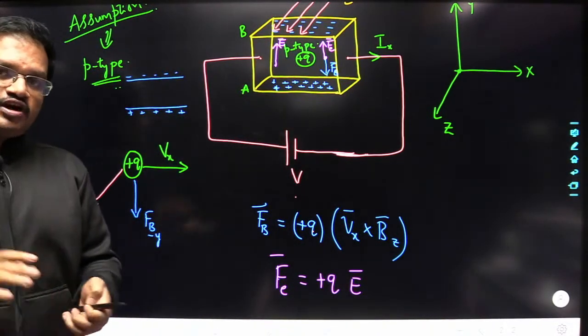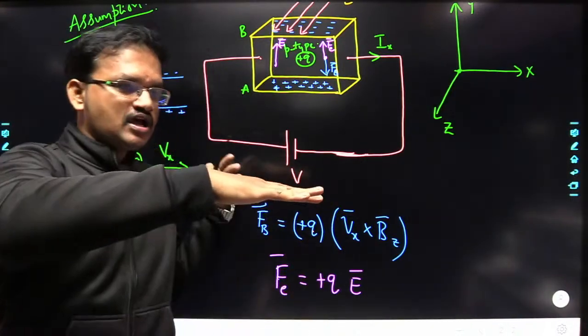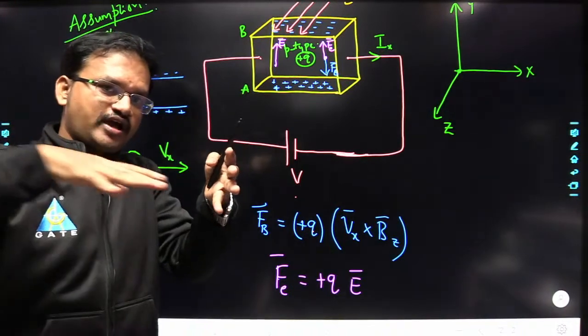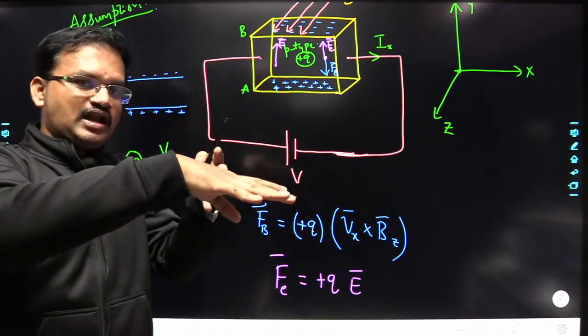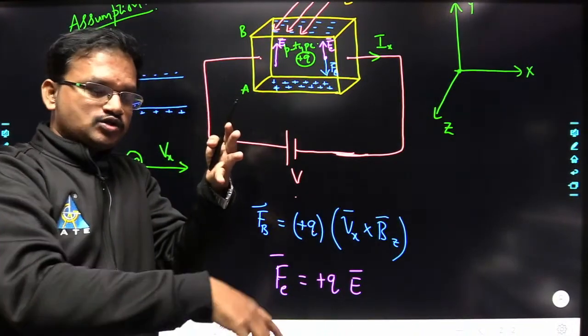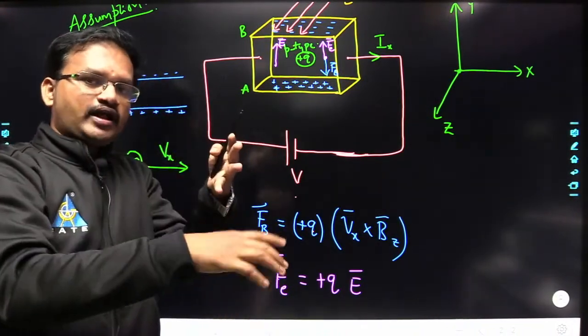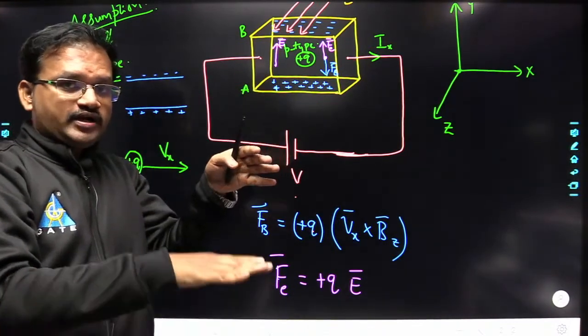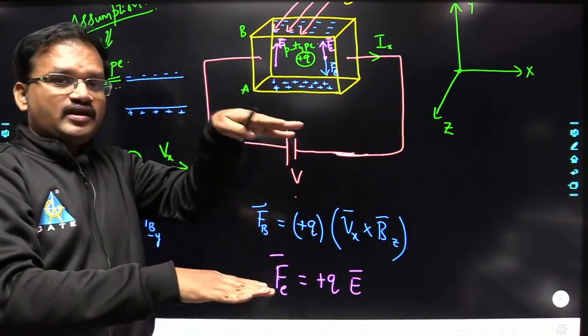Understood? So initially what is happening? The charge carriers are moving like this, and the B field is like this. Because of this velocity and B field, the charge carriers are going to experience a force in the downward direction. Whenever they experience a force in the downward direction, all the charge carriers will get accumulated. Positive charge carriers will get accumulated at the bottom, and at the top there will be negative charge carriers.